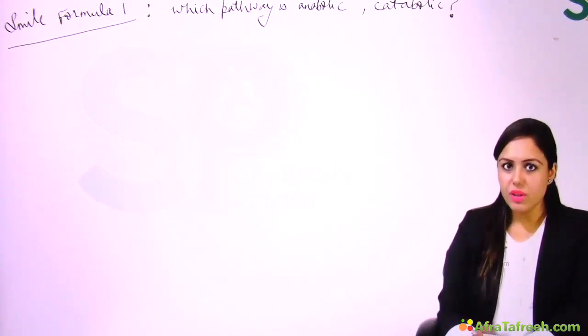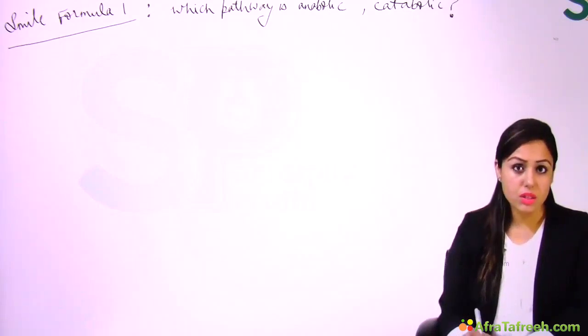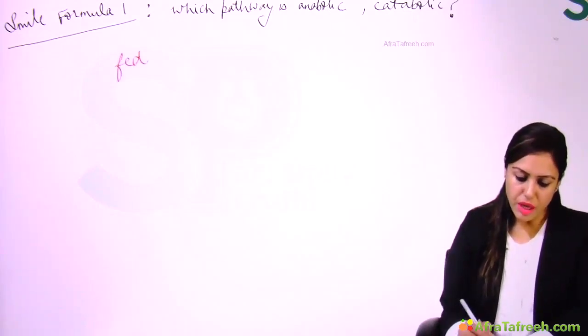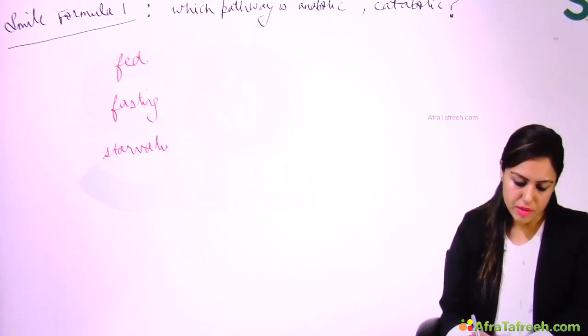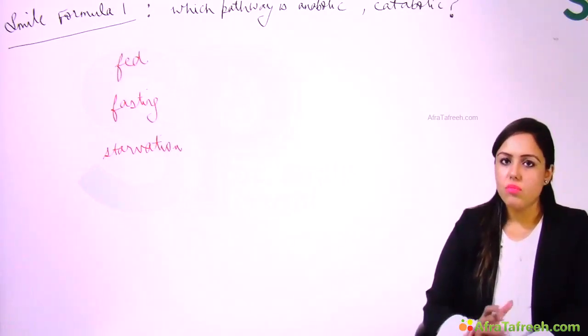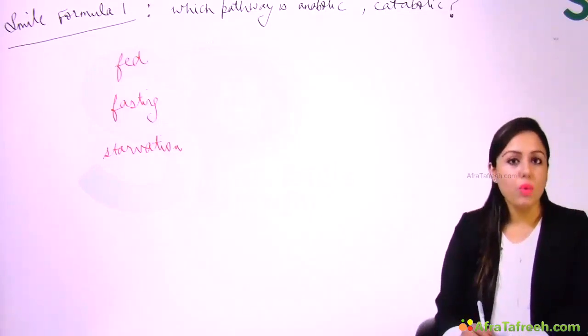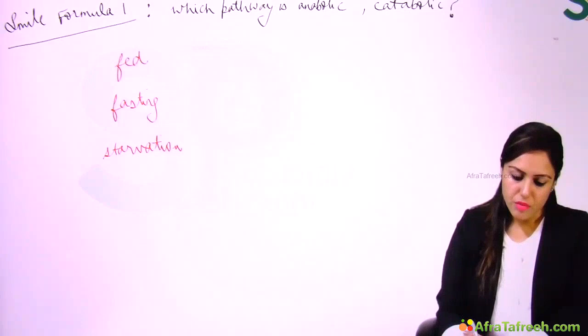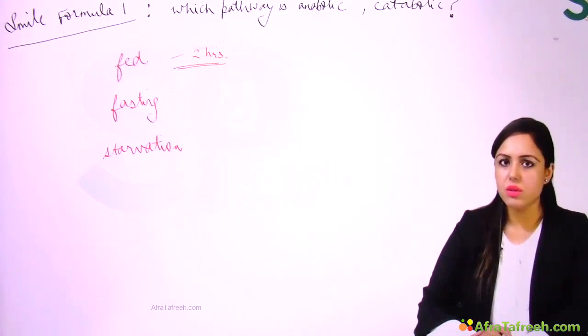So before starting with the formula as such, let me tell you one basic point in the starting, that we have three states: fed state, fasting state, and starvation state. You know, fed state means we are taking food. Mainly we take carbohydrates in our diet. Within 2 hours of food intake, that period, that duration is considered fed state.